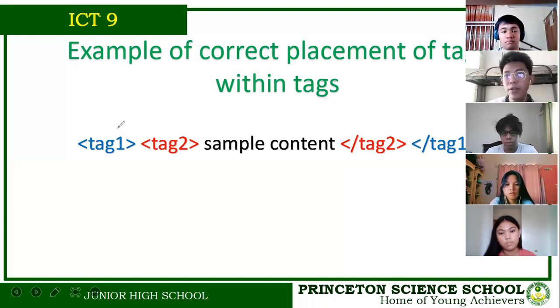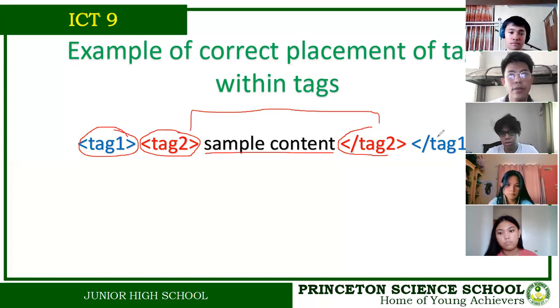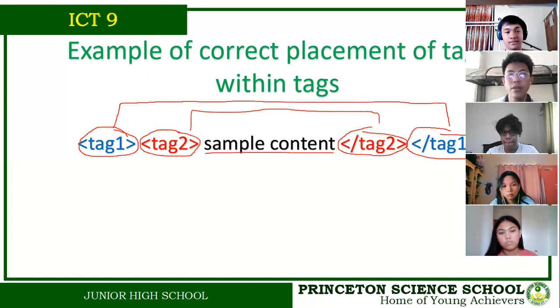Okay, so our example, this one. You can see that the first tag in here is followed by the second tag, and then the content. So the content, first of all, should be enclosed with a tag. So what is enclosing the content? The second tag. And if we have our first tag here, meaning it should enclose something, the second tag should be in here. Okay, so that is how we are constructing or placing our tags.